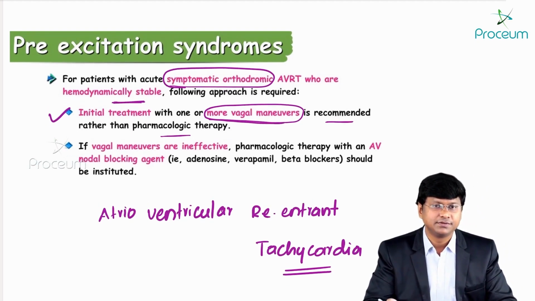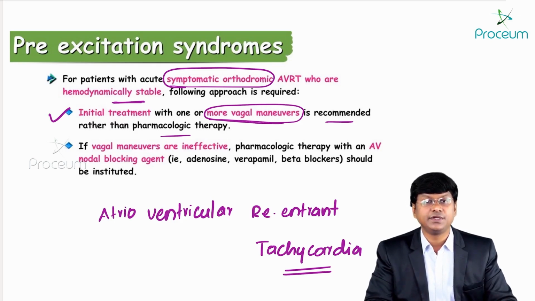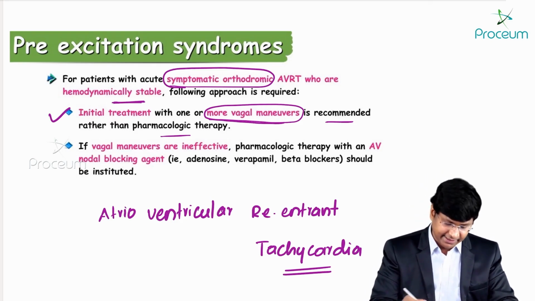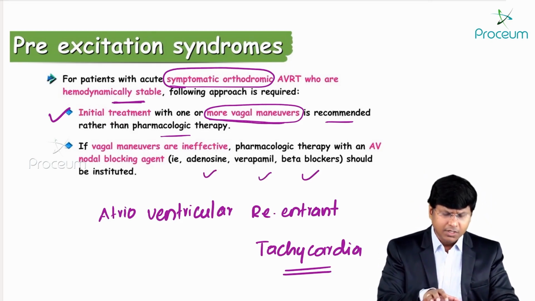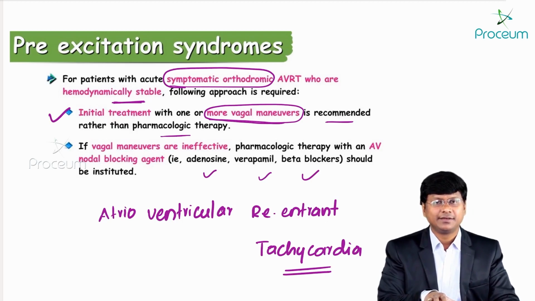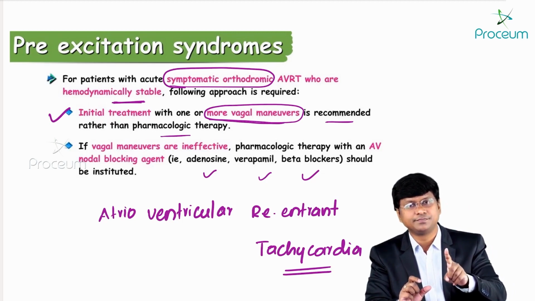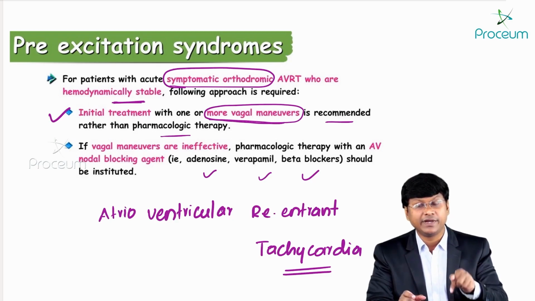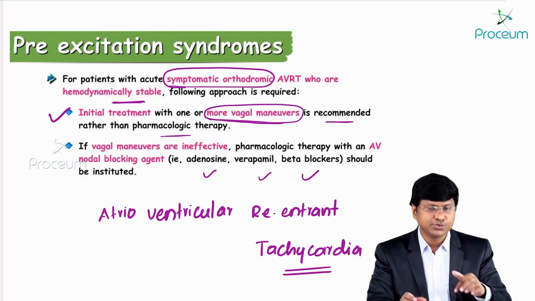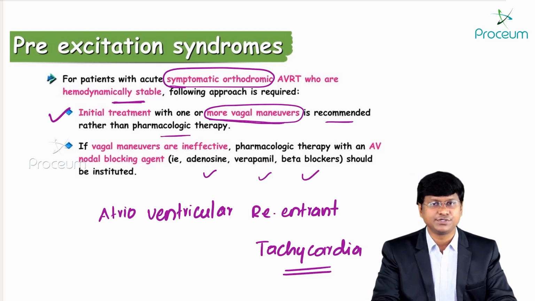Suppose the vagal maneuvers are ineffective, then you need to give AV nodal blocking agents. That includes adenosine, verapamil and beta blockers. Now, why are we discussing the point of AVRT here? Remember, WPW syndrome can be one of the causes for your AVRT, atrioventricular reentrant tachycardia. That is why I am discussing the topic of AVRT at this juncture of the WPW syndrome.